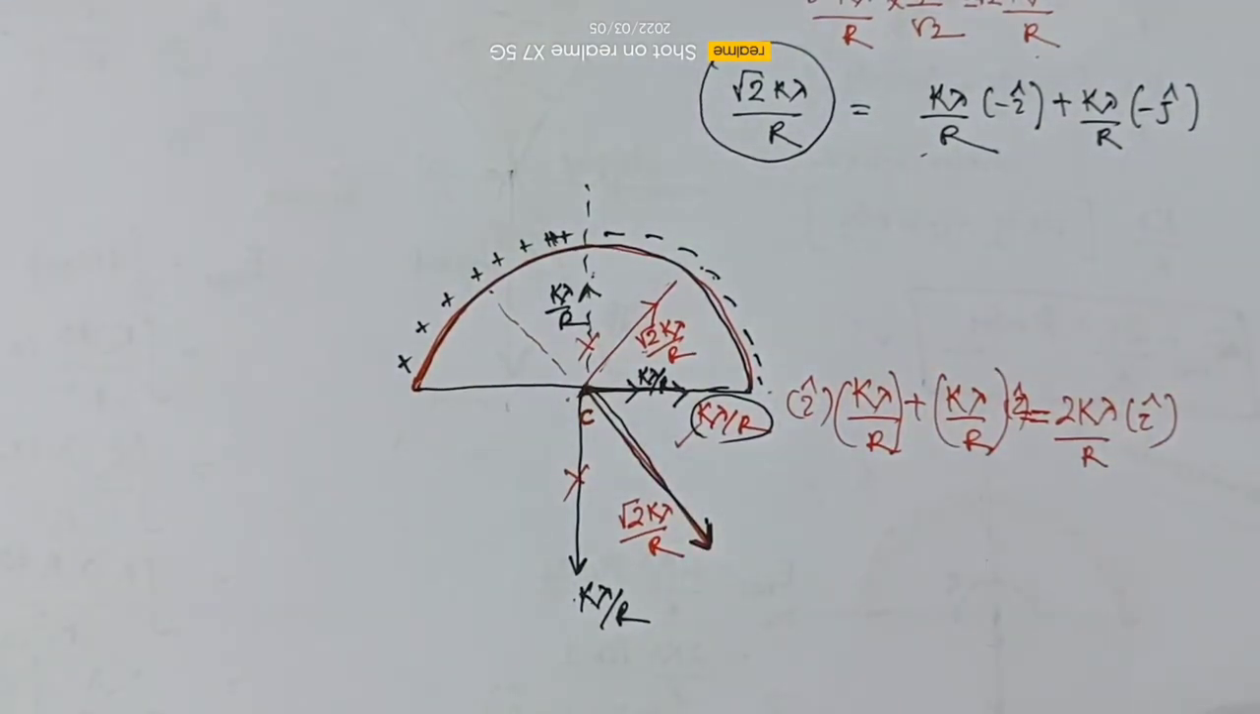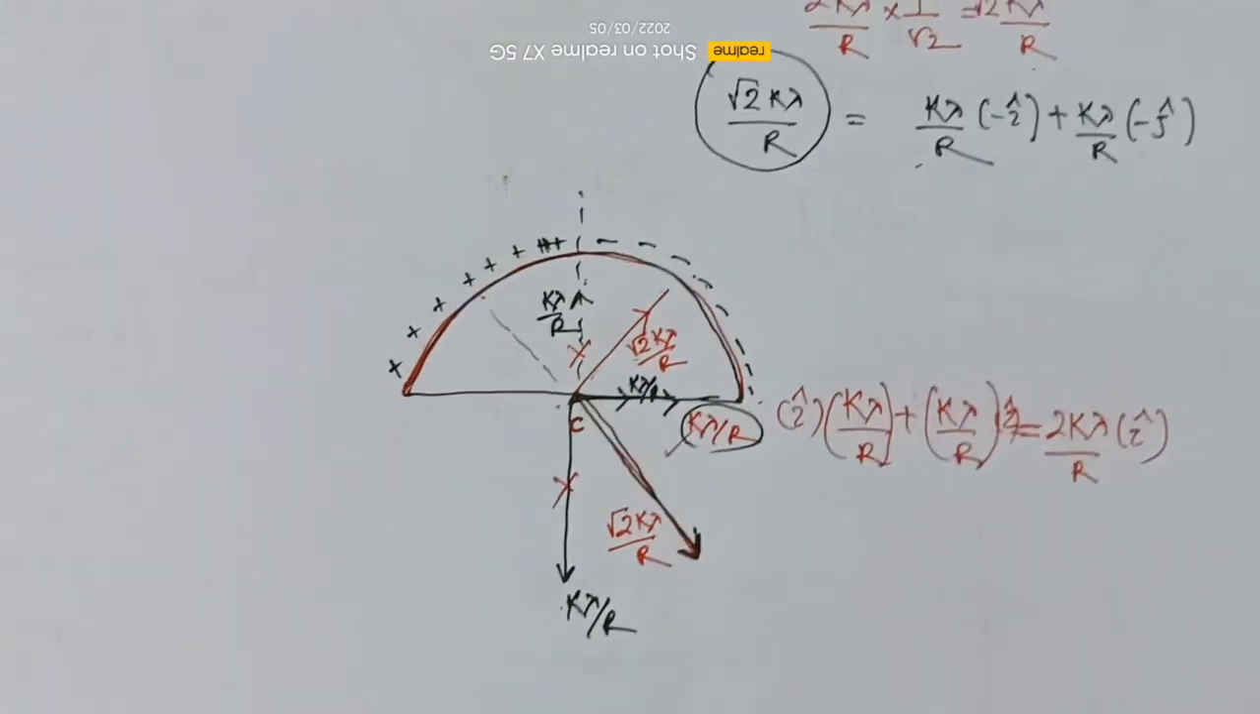I hope the scenario is pretty clear to everyone. Let me summarize. If you go for any arc, the expression is 2 k lambda by r sin theta by 2, and using that we have done the semicircular arc and quarter arc. In some cases the scenario is also given to you, where some section is positive and some section is negative. Based on the directions, you have to look into the things and conclude.